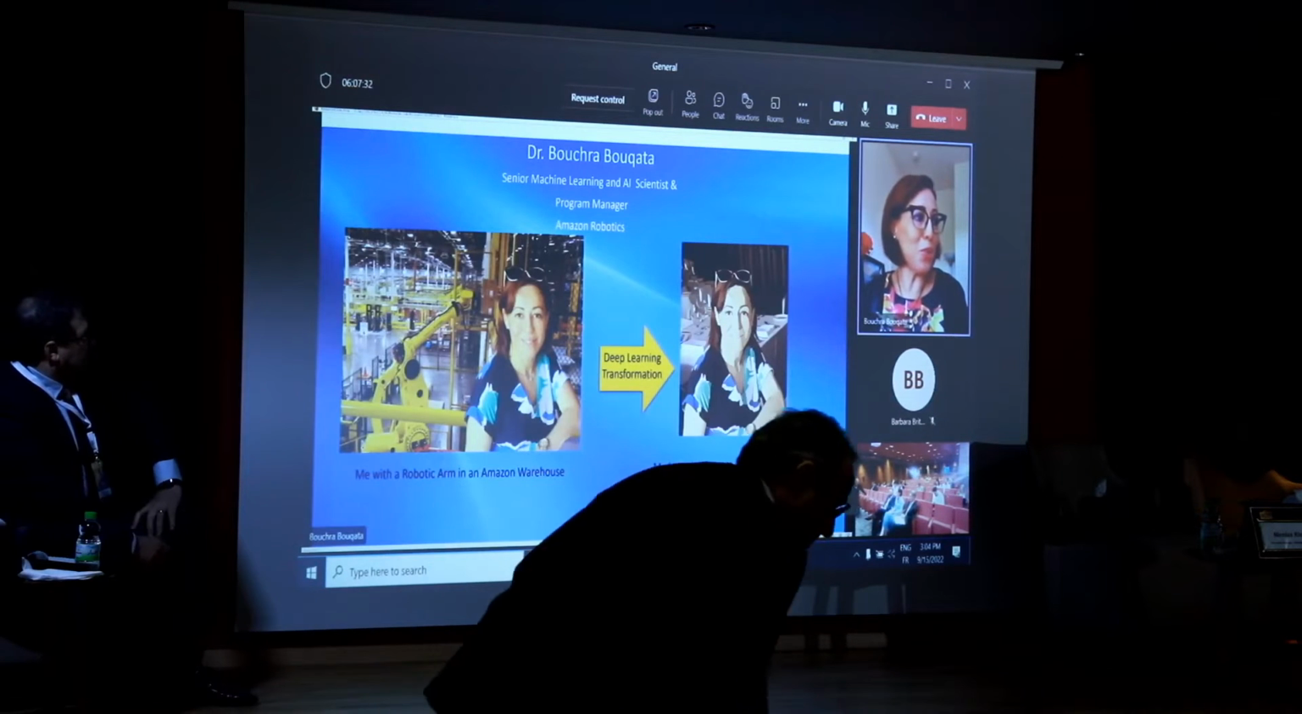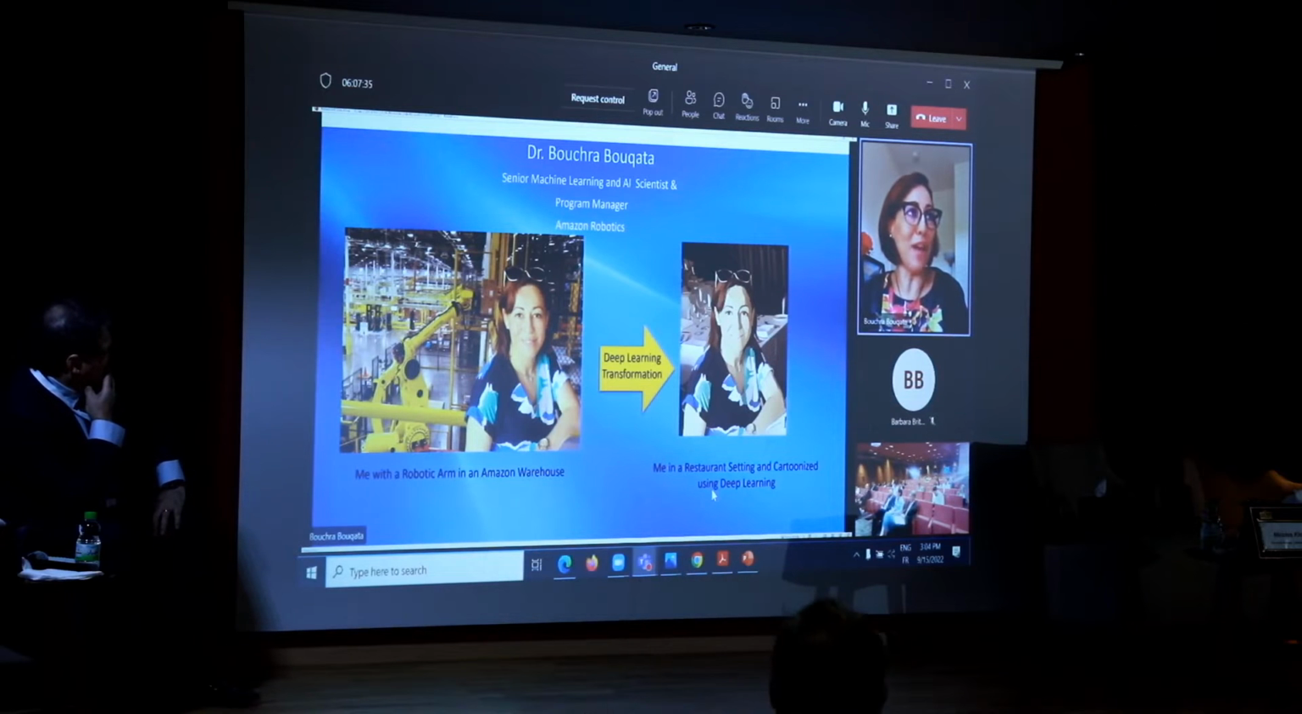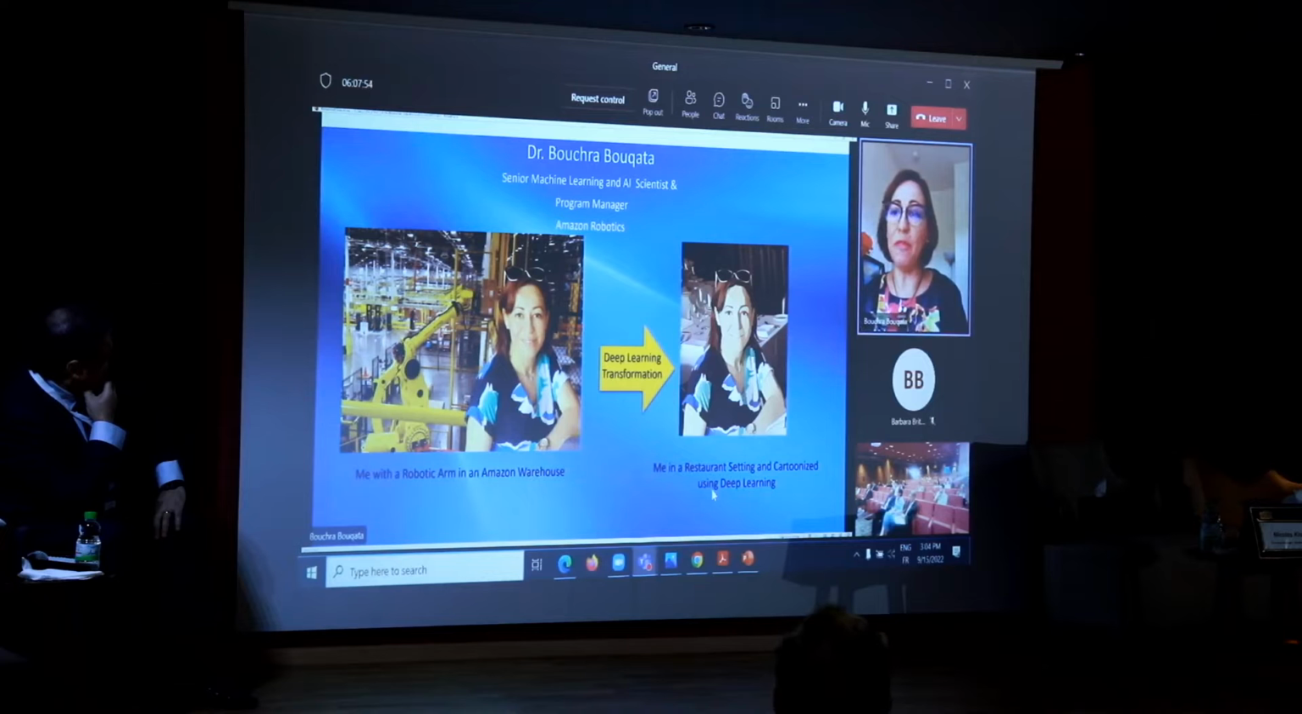So here I wanted to show you something which is fun. This is an example of a robotic arm in an Amazon warehouse. Amazon has all these packages to deliver, and it's a very big operation with a lot of people working, but also a lot of time constraints, and robots are really now part of the daily operations.